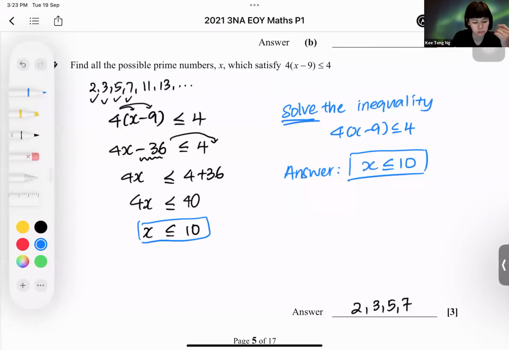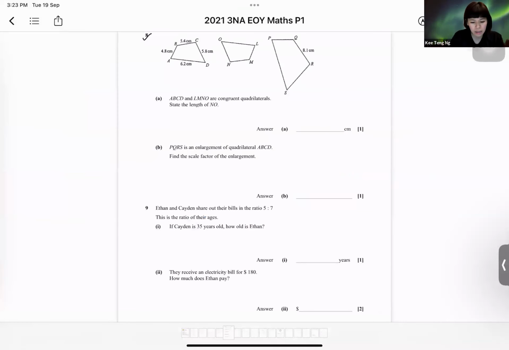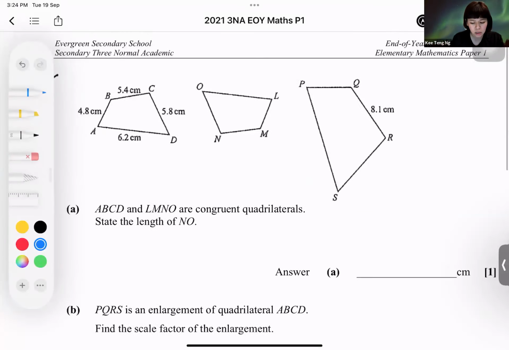But this question here, they do not want the inequality. They say find all the possible prime numbers. So we just take the possible prime numbers. Next question, question number 8.